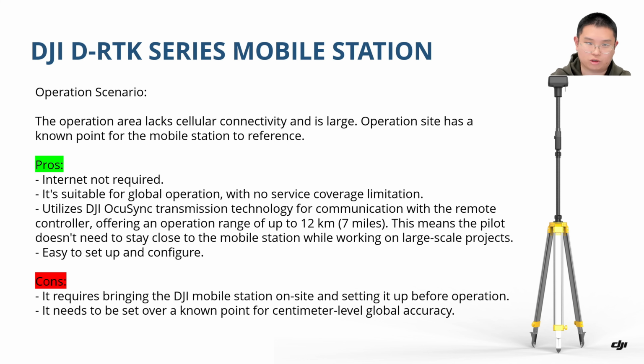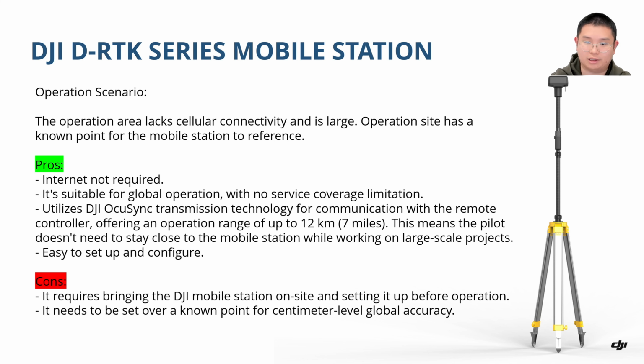And compared with the third-party base station, the DJI RTK series mobile station actually utilizes DJI OcuSync transmission technology instead of Wi-Fi to communicate with the remote controller and drone. So this offers an operation range of up to 7 miles. This means the drone pilot doesn't have to stick close to the base station anymore and can work around and accomplish large operation sites without re-establishing the base station from scratch. And compared to the third-party base station, it is extremely easy to set up the D-RTK mobile station directly.